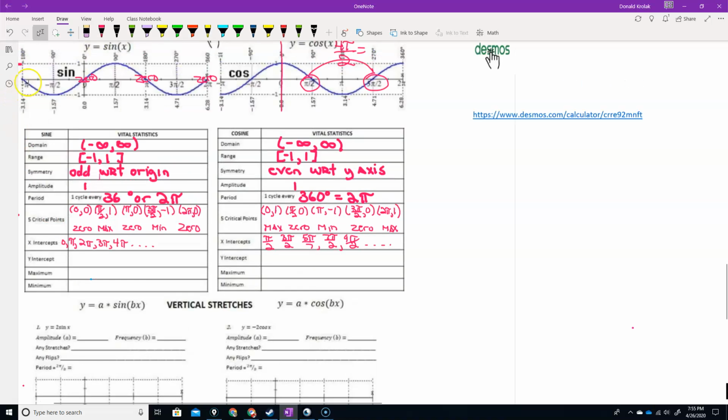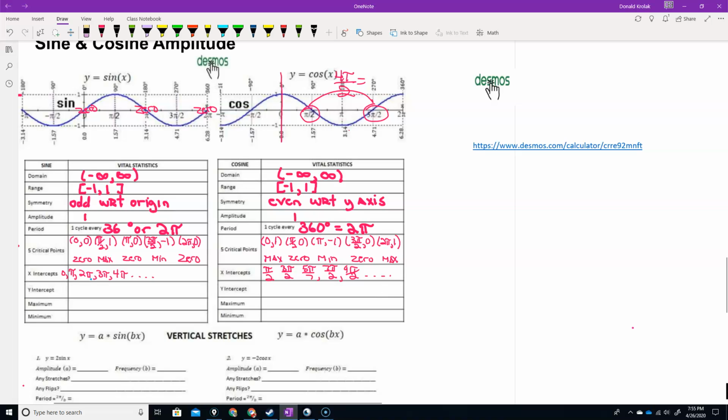All right, the y-intercept, there's only one for each. That's where it crosses the y-axis. So here's our y-axis. The sine crosses it at 0, and cosine crosses the y-axis at 1. So this is the point (0, 1). That's your starting point. And for sine, it's (0, 0).